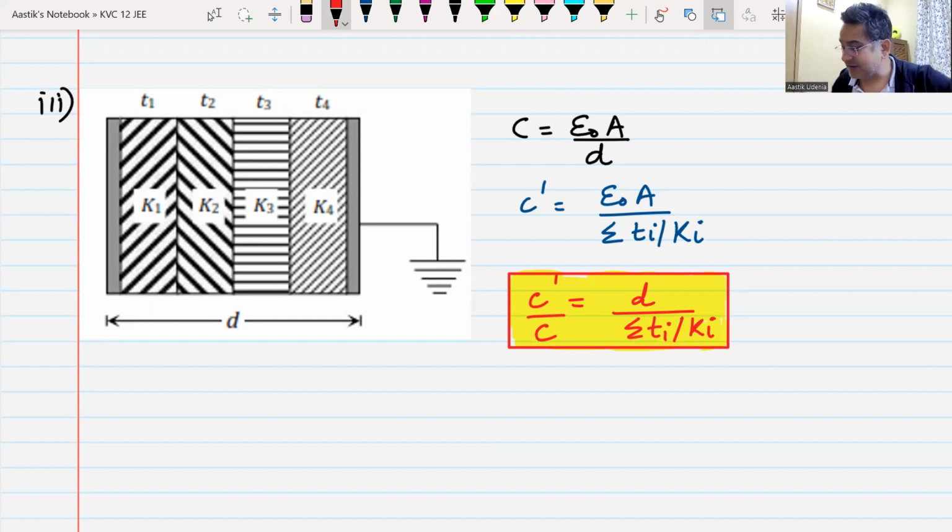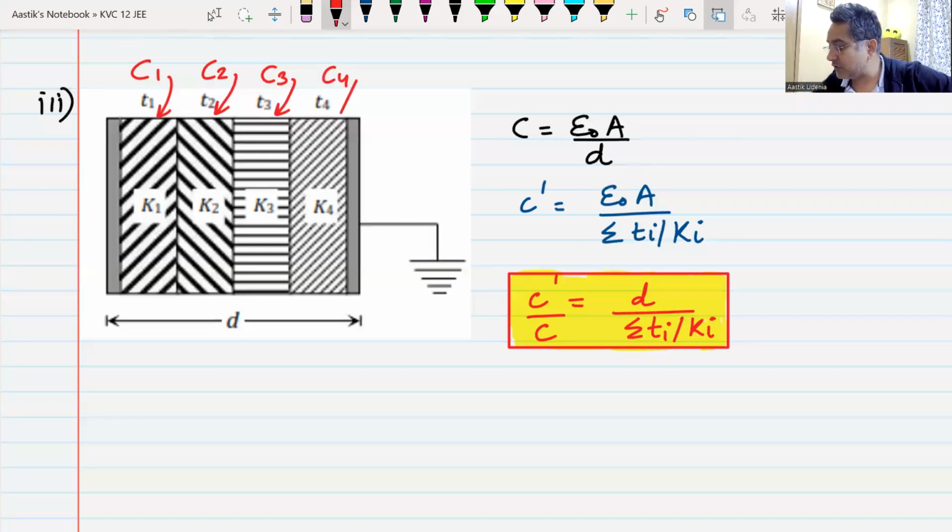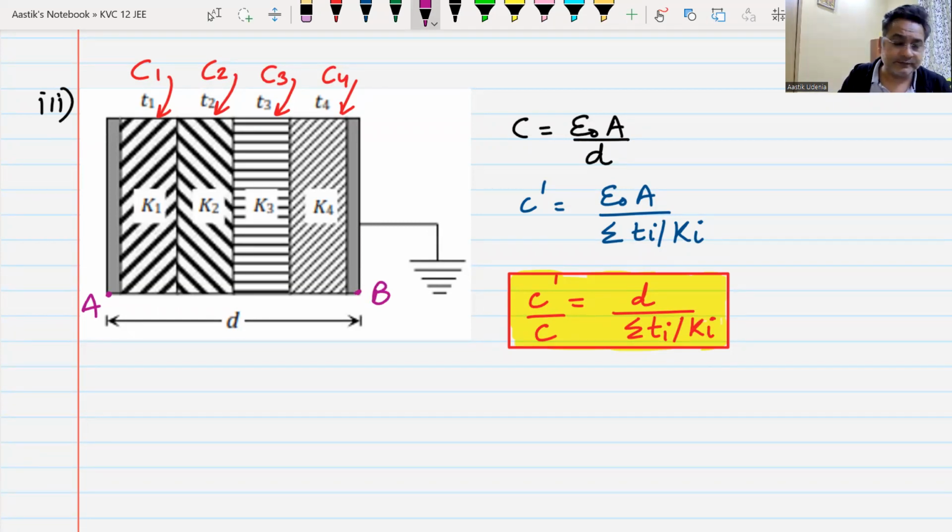I could consider, let us say in this case, this capacitor as C1, this capacitor as C2, this capacitor as C3, this capacitor as C4, and so on. And then you would have realized that all these capacitors are connected in what fashion between this point A and this point B? How are these capacitors connected? Series. Series, sir. They are connected in series.